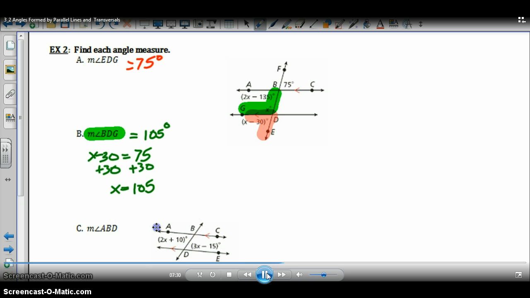Now in part C, excuse me, we're going to use a different diagram. We're going to find the measure of angle ABD, which has the expression 2x plus 10, and that is an alternate interior angle with 3x minus 15. So we know those should be equal because the lines are parallel. So I'm going to set those two expressions equal to one another.